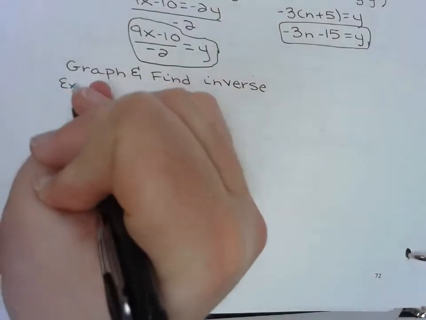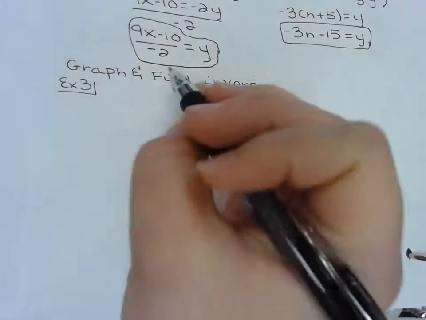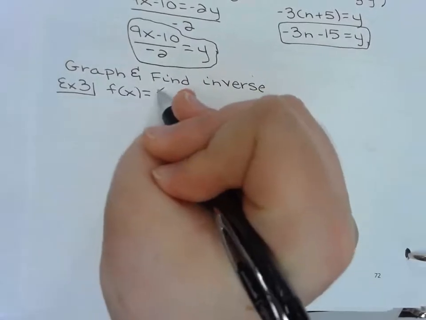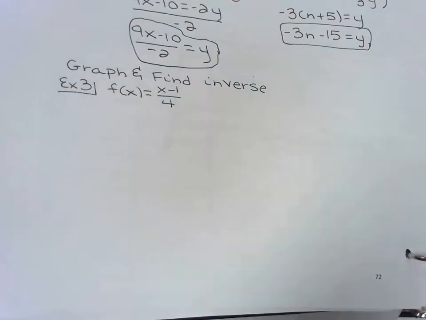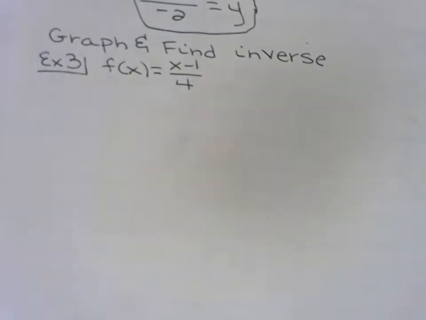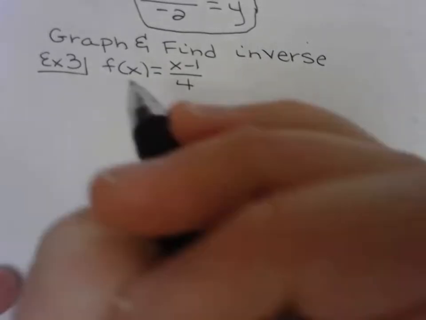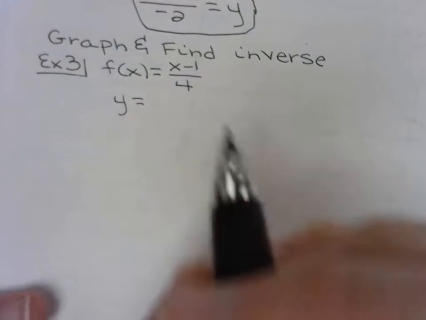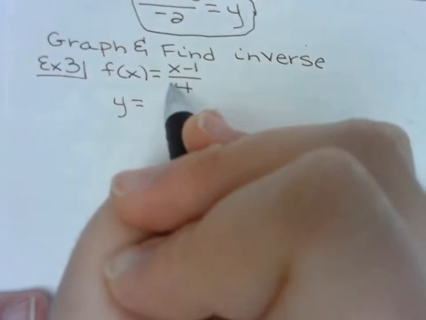So let's say I have one like this. F of x equals x minus 1 over 4. Now, if I look at this, we are going to graph this. So I don't want to leave this all over 4 because I'm going to graph it. I want to actually divide by 4 so I can find the slope and y-intercept. F of x is the same as y, so you can put y equals. What's going to go in front of x?